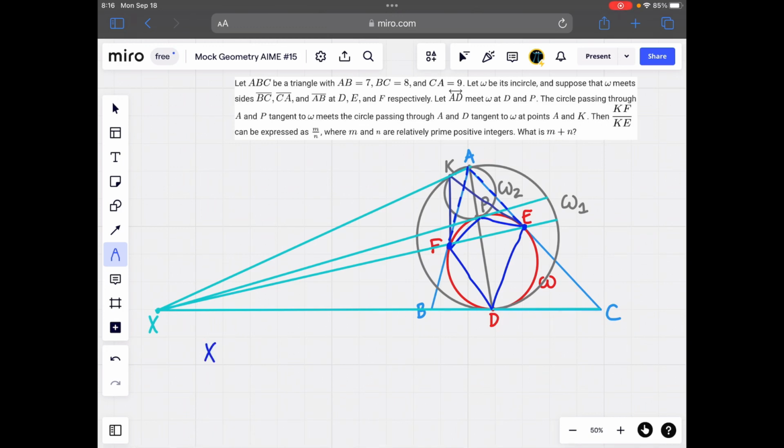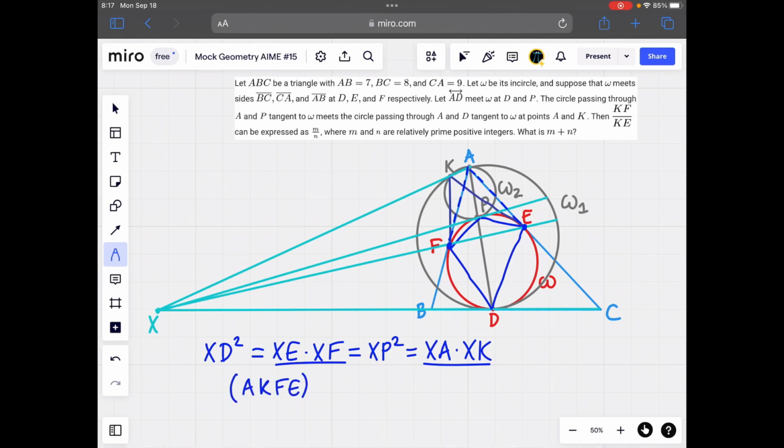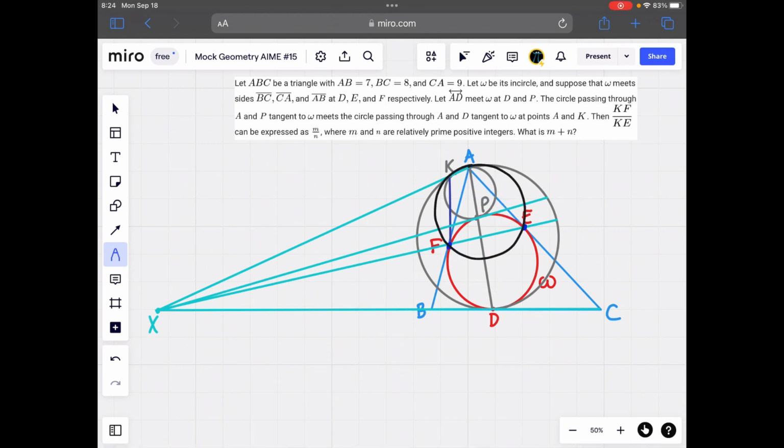So we can now make some power of a point observations. We know that XD squared equals XE times XF, which is equal to XP squared. But that's also the power of X with respect to circle omega 2, which is also equal to XA times XK. So we see that XE times XF equals XA times XK, which brings us to conclude that quadrilateral AKFE is cyclic. So now we know that quadrilateral AKFE is cyclic, and I've drawn the circle that passes through those 4 points.